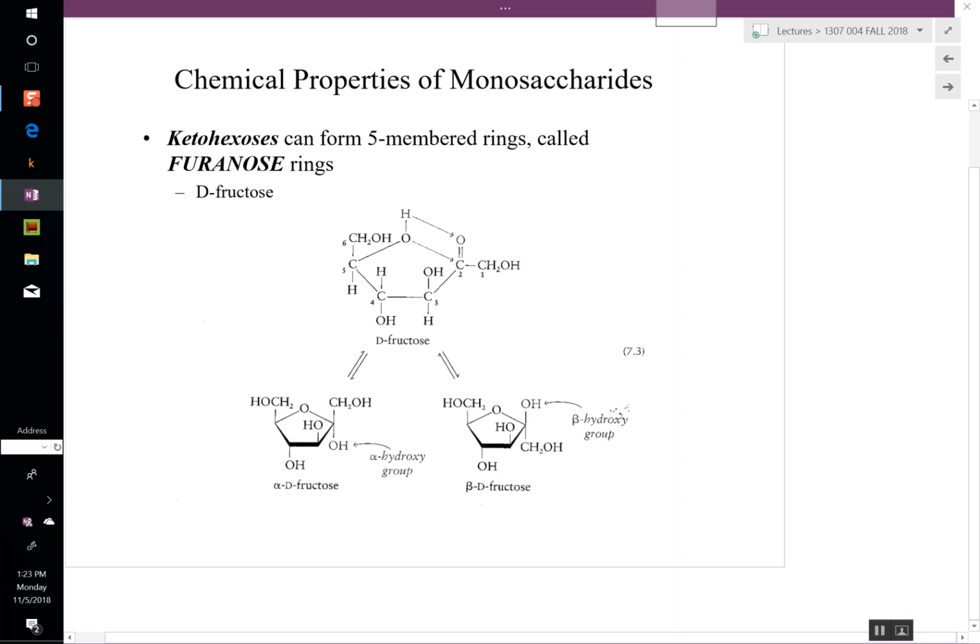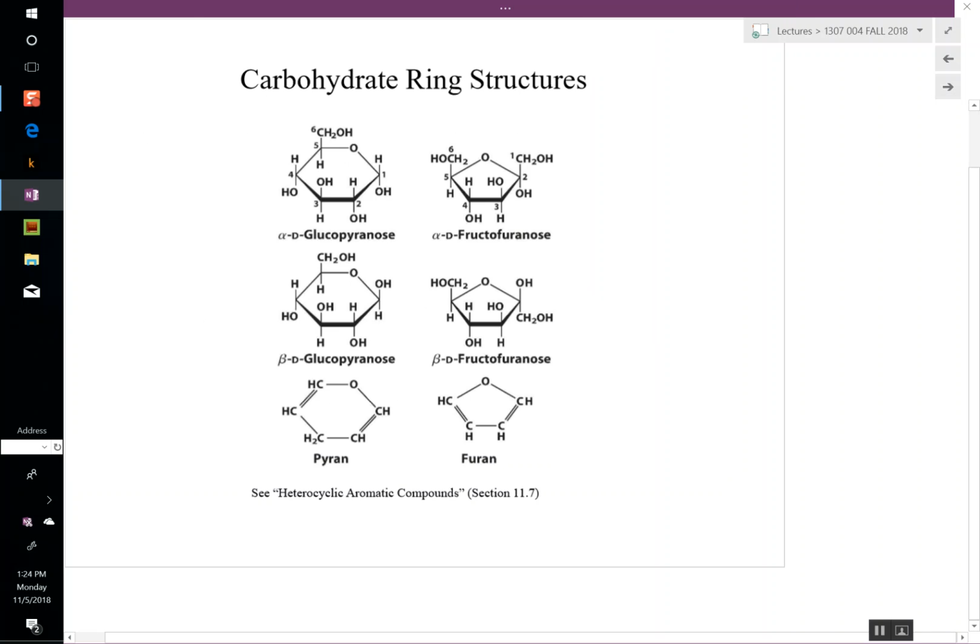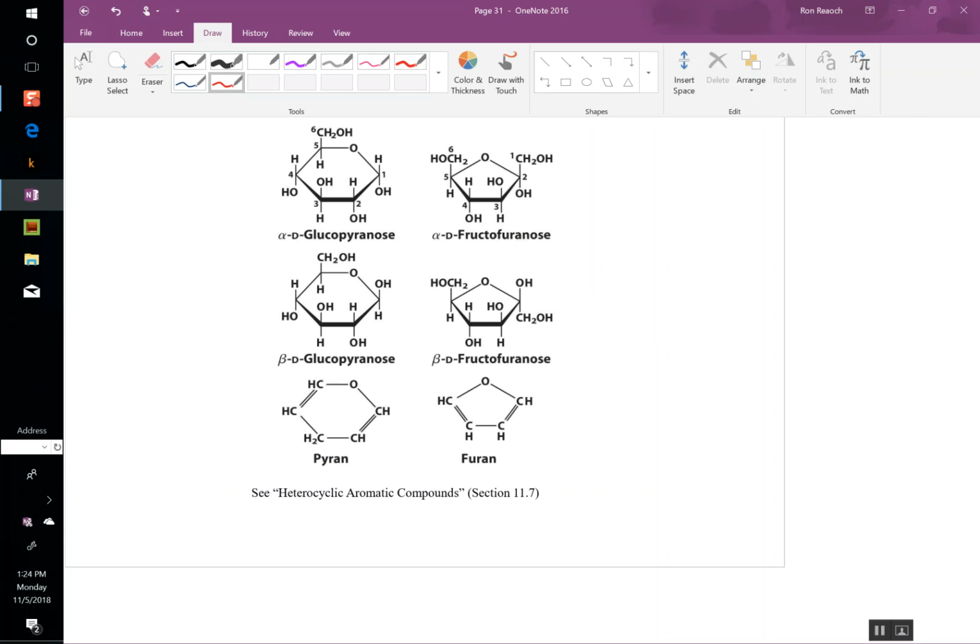Just to point out that fructose will form this 5-membered ring. And you've got a CH2OH above here. Again, you could have a CH2OH above here on the other end of it. And if the OH is below, it's alpha. And if that OH is above, it's beta. Still sticks with that, alpha and beta. And so this is fructose, which would give you the furan ring. Glucose would give you the pyran ring.